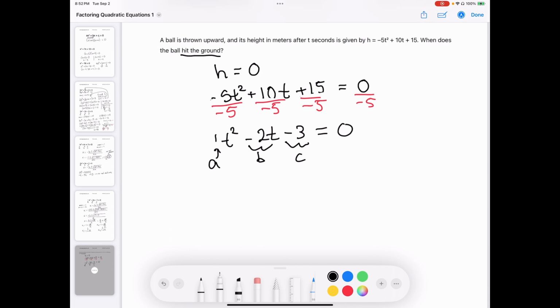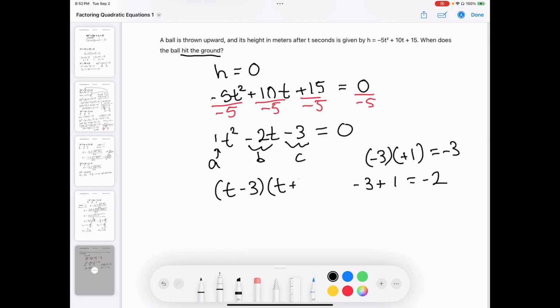If we factor this, meaning we're looking for two numbers that multiplied give us -3 and added give us -2, that's going to be -3 and +1. -3 times +1 equals -3, and then -3 plus 1 will give us -2. So those work. Let's factor them. So we have t minus 3 as our first term, and then we have t plus 1. Set this equal to 0.